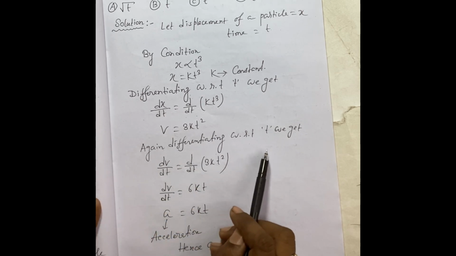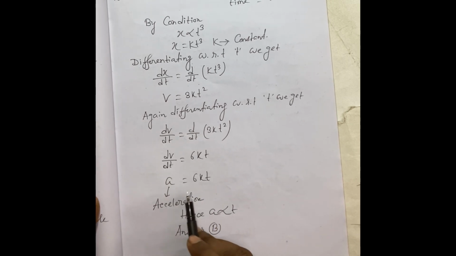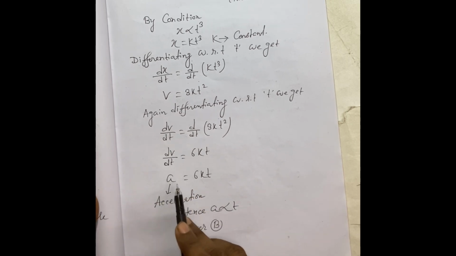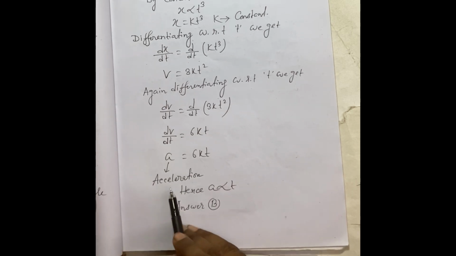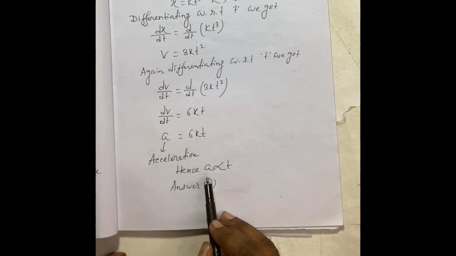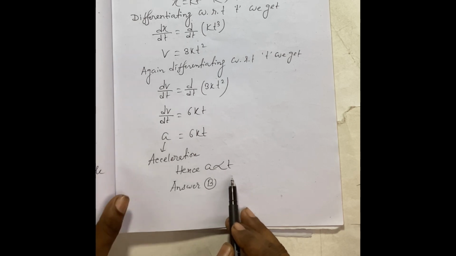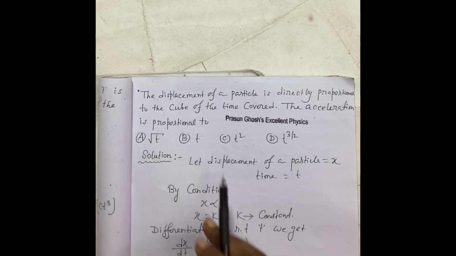Again differentiating with respect to t, we get dv/dt equal to 6kt. So this is the acceleration, that is a equal to 6kt. So we get a proportional to t. So acceleration is proportional to time. So we get option number B. So this is option number B.